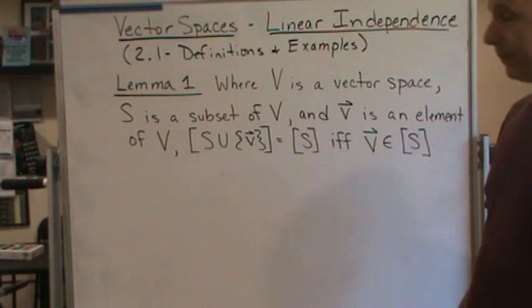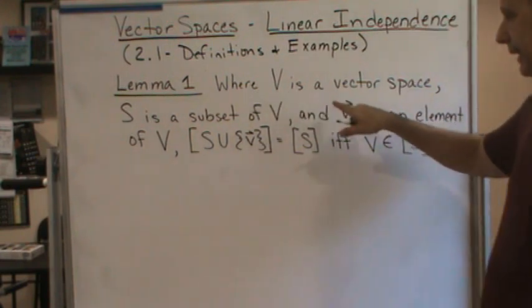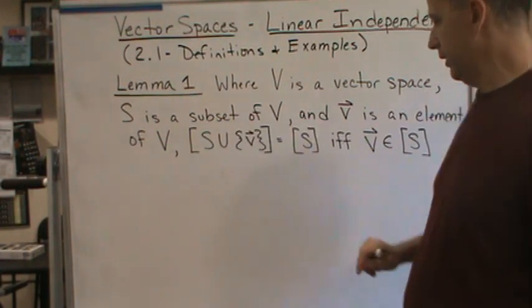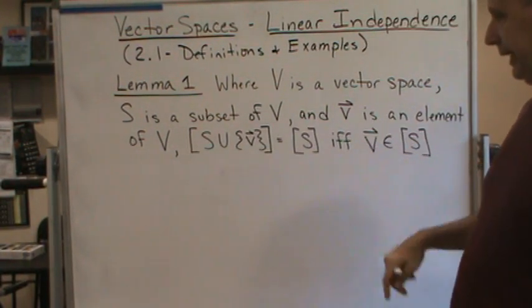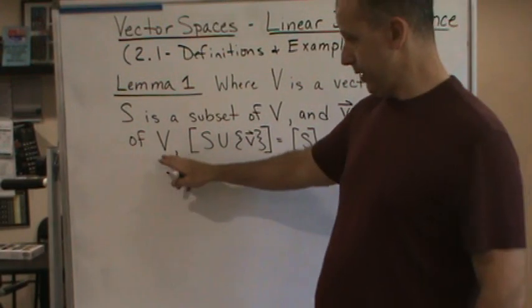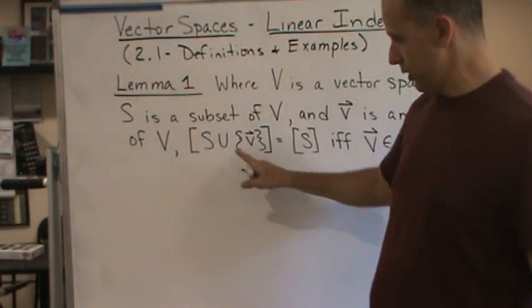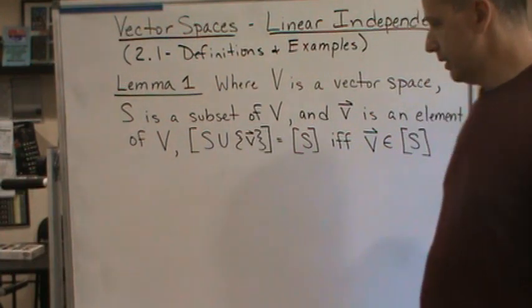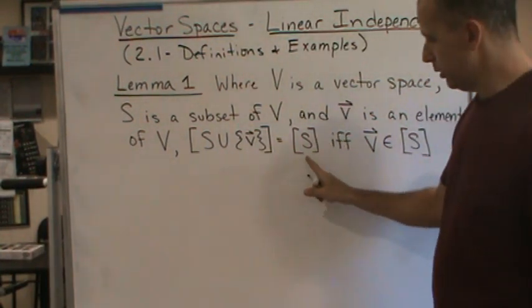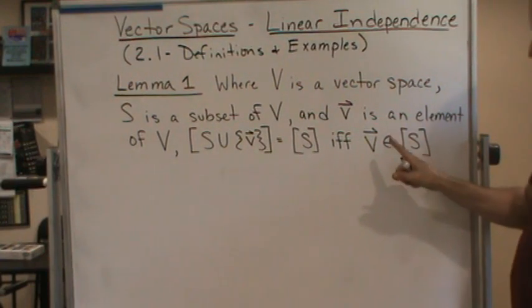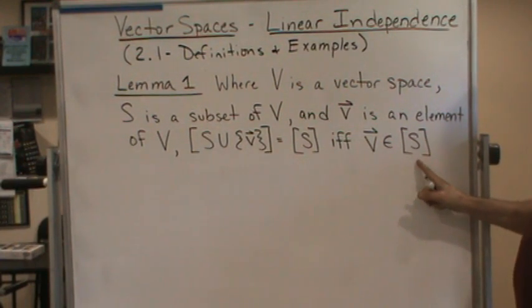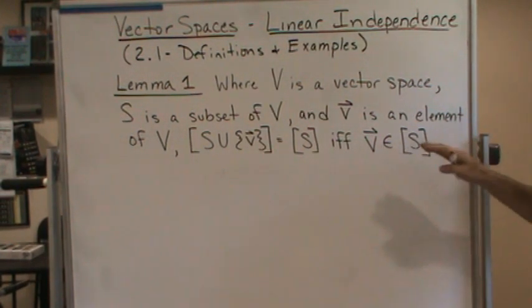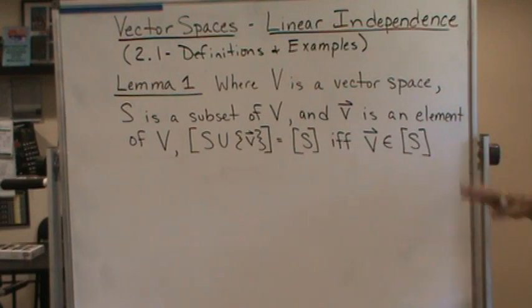Okay? So again, let me repeat that. Where V is a vector space and S is a subset of V, and v is an element of the vector space, then if we take the union of the subset and that vector and take the spanning set of that, it will equal the spanning set of S if and only if v is also in the spanning set of S. Now it's if and only if, which means it's bidirectional, so it's biconditional.